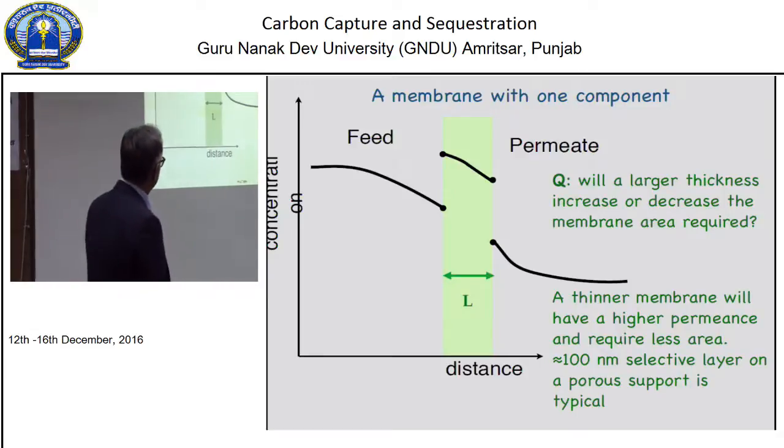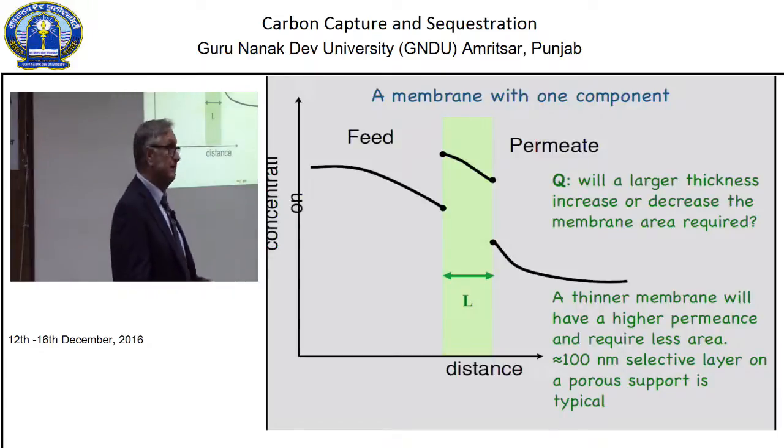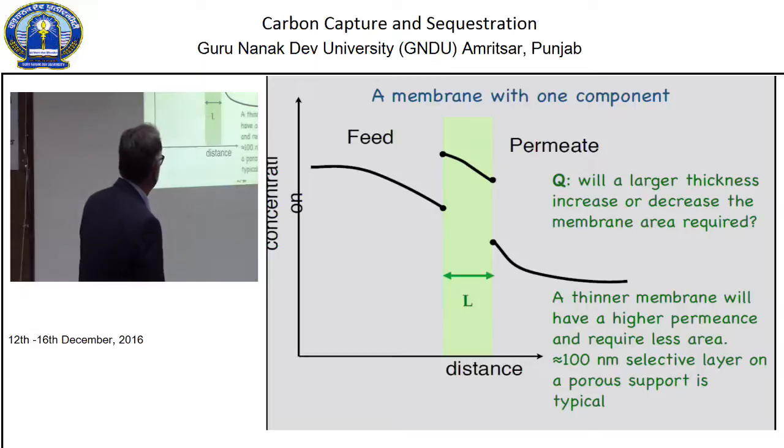And so if you make the thickness thinner, the flux increases per unit area. And that means the total membrane area is smaller, and that's the total cost and size of the instrument is smaller, and vice versa. So a thinner membrane has higher permeance, less area.